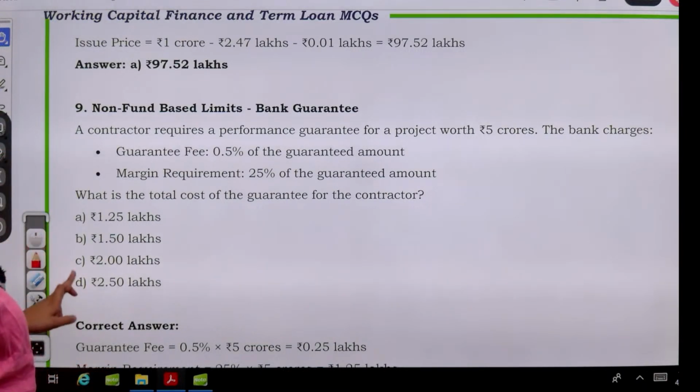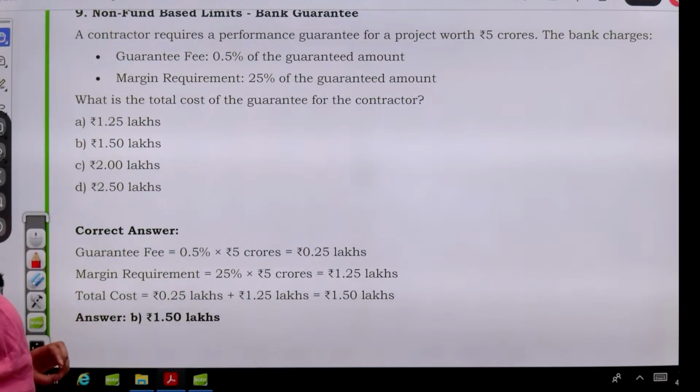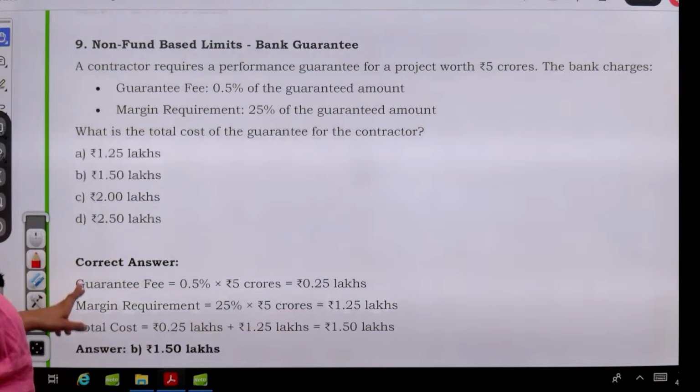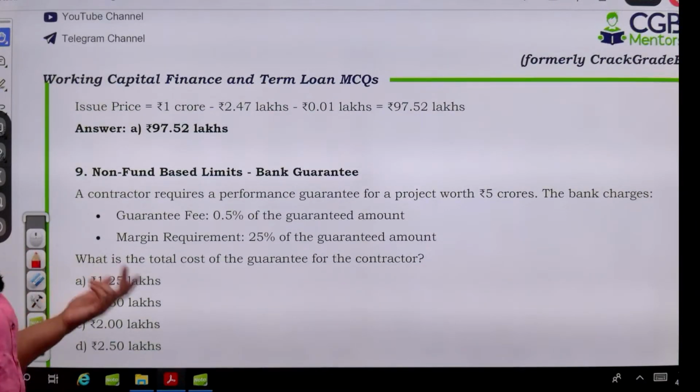Look, guarantee fees have been asked, margin requirement is 1.25 lakhs, right? And 0.5% you have to give for the guarantee as well. So this is the eventual cost that as a contractor you have to incur. These are your bank's charges.